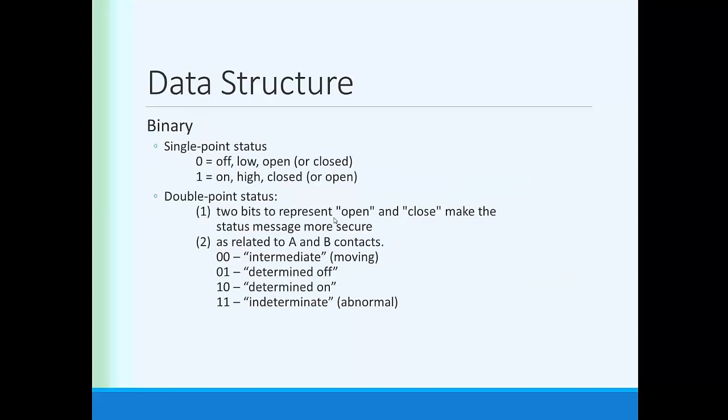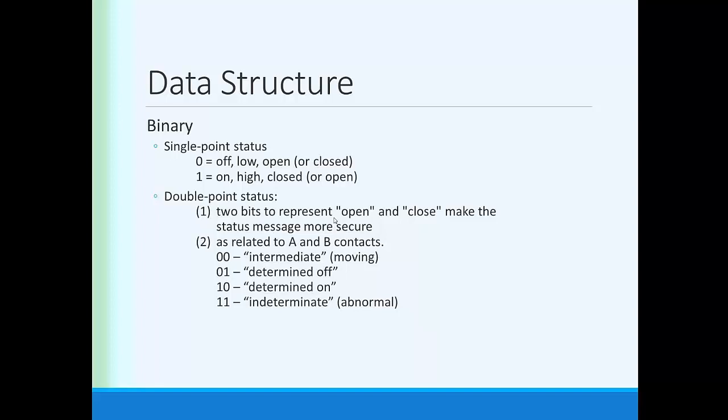Okay, so we've talked about how information is conveyed from the outstation to the master, but we didn't really say very much about the data itself. So the content has to be stored in a certain way. Binary data is probably the simplest data to store. Obviously, in a binary protocol, 0 is either off, low, open, or closed. You can define it as anything you like.